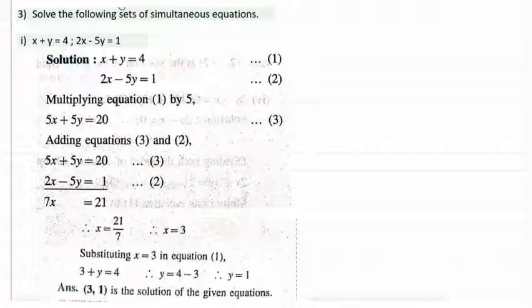So final answer would be 3, 1. The value of x comes always first. Okay. So value of x here is 3, followed by value of y is 1. So 3, 1 is the solution of the given equation. I hope you have understood, my dear boys.